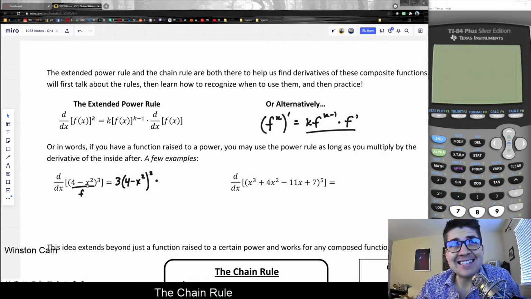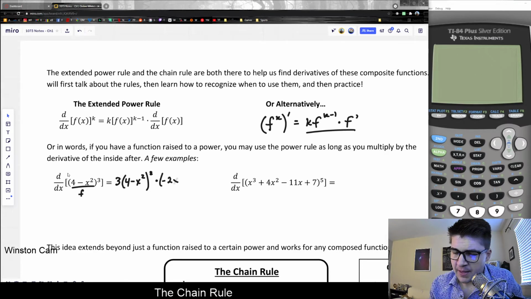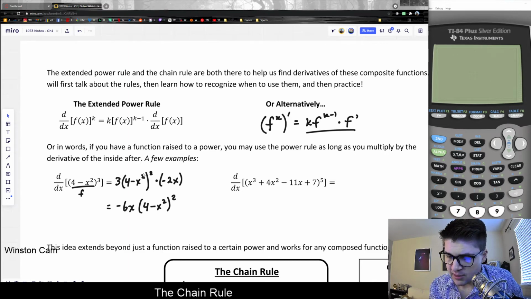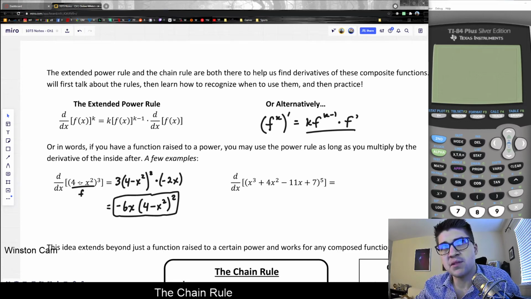So basically, the derivative of the inside: the derivative of 4 would be 0, and the derivative of negative x squared would be negative 2x. And this would leave me with my derivative of this extended power function. It's not a power function, but it's something to a power. And as usual, we want to simplify this. Well, I have two components on the outside. 3 times negative 2x would be negative 6x, and then multiplied by (4 minus x squared) squared. I could multiply that all out, but a lot of times it's fine just to leave it in this sort of factored form, especially because the original function was presented in a factored or exponential notation.